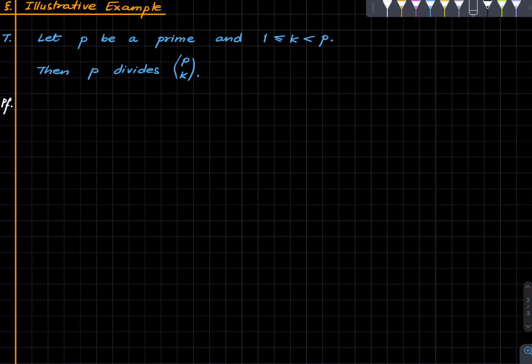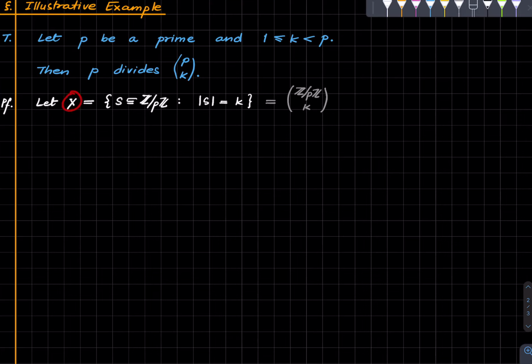So let X be the set of all subsets of Z mod pZ whose size is k. So X is the collection of all subsets of Z mod pZ which have size k. One can also denote this using this nice notation, Z mod pZ choose k, but this is perhaps not so familiar generally.